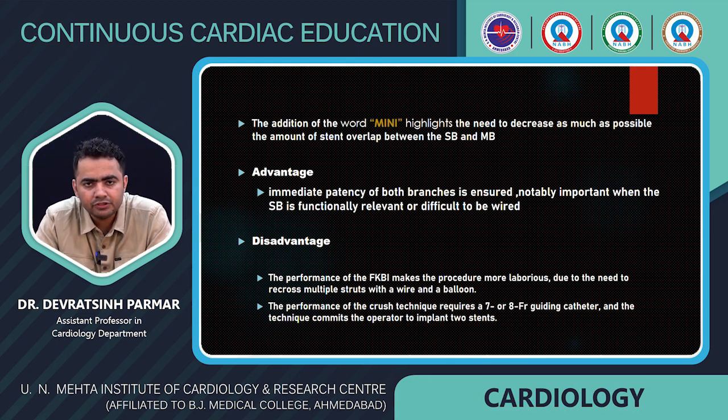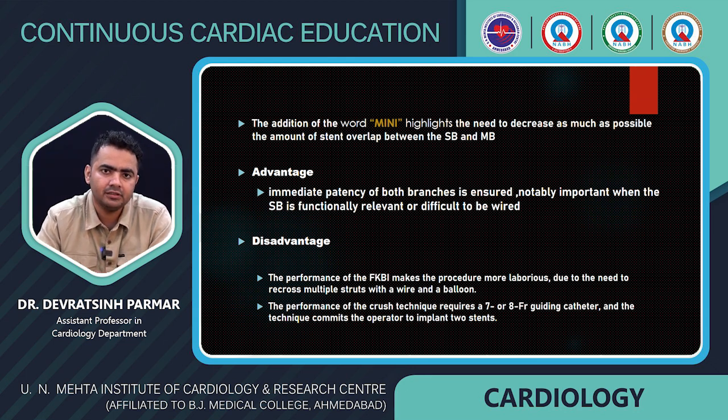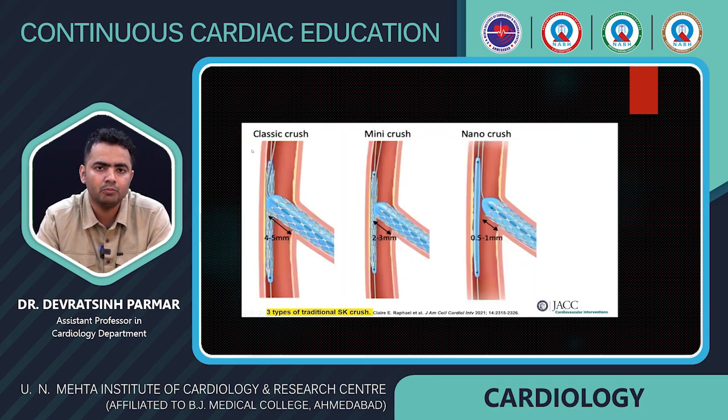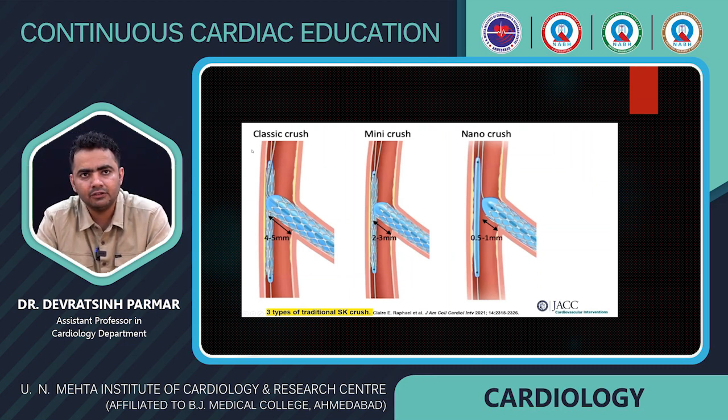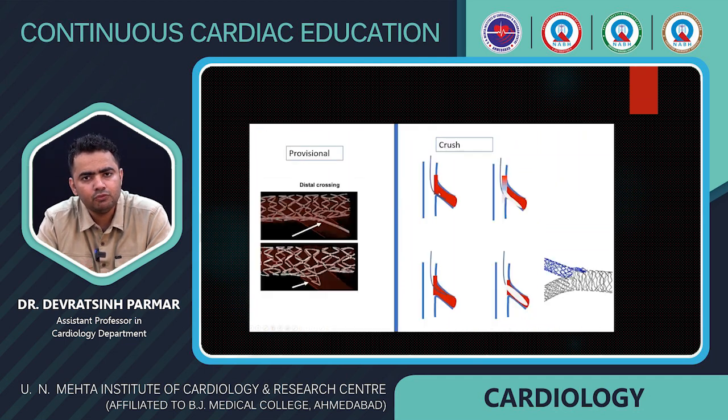So why has the word mini crush come about? Basically, in mini crush the concept was to decrease the metal in your main vessel, so that when the metal is decreased in the main vessel, there is a decrease in the chance of thrombosis. So these were the three techniques: classic crush, mini crush and nano crush. The difference between them is that in a classic crush, your side branch stent comes around 4 to 5 mm into your main vessel, in mini crush 2 to 3 mm, and in nano crush around 0.5 to 1 mm.